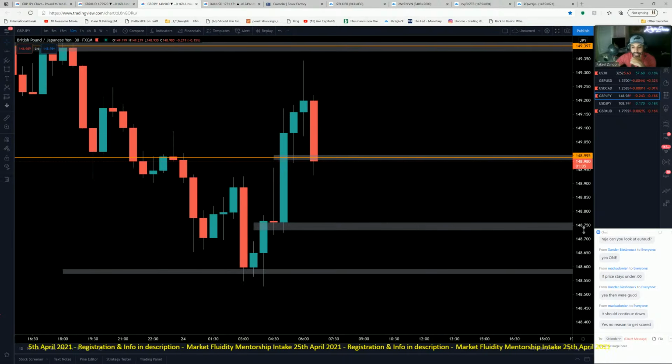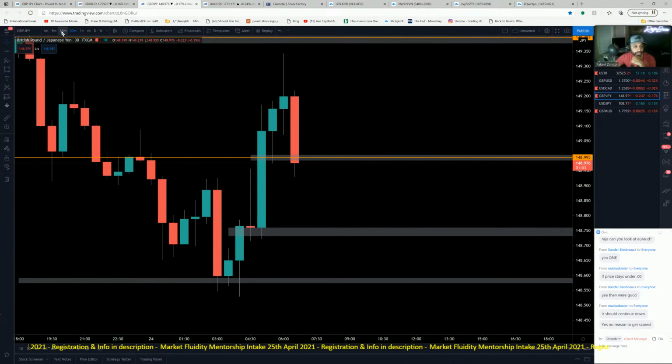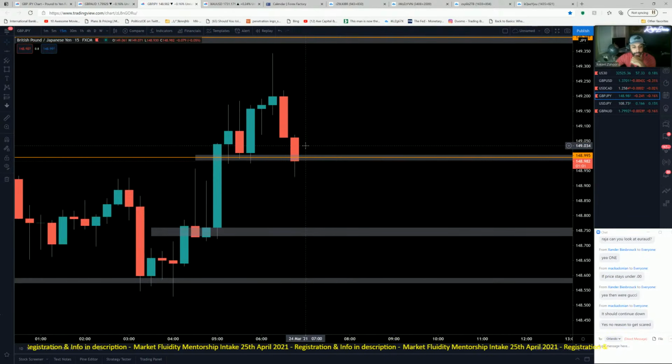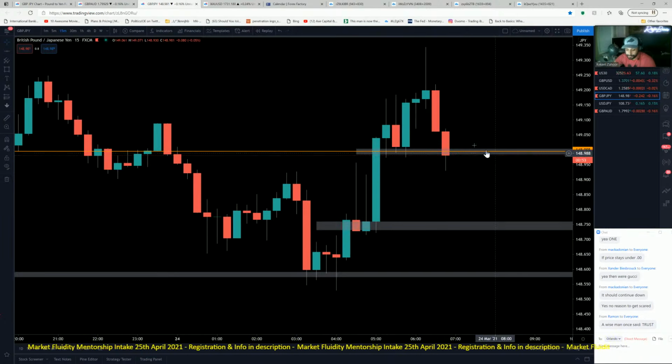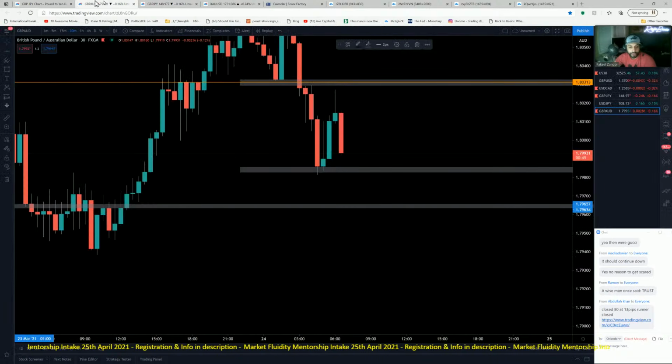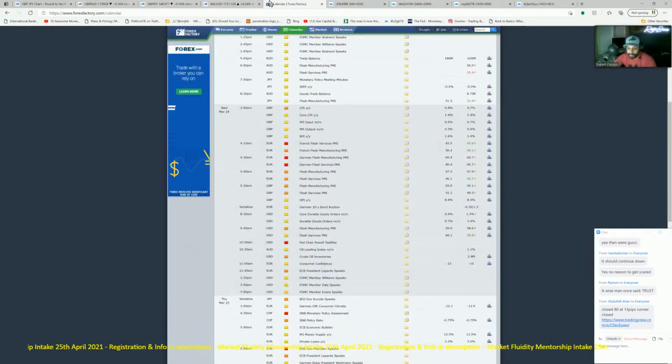Ideally, I would want the next 15-minute candle to retrace up and then break the low so I can take a sell. That's what I would want to see at that point. And I think we're going to get it. It's going to be a very, very good trade. Trust.